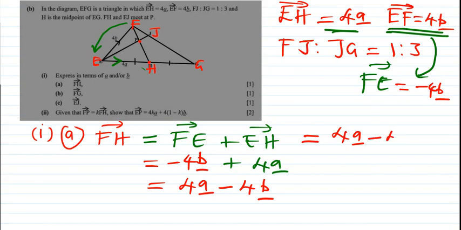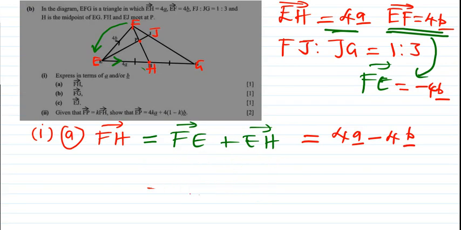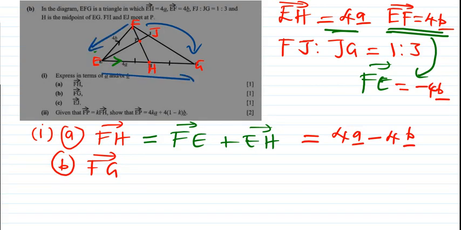Now the next part we have to look at is FG. How do we find FG? Let's see what that implies. FG implies we're moving from F all the way up to G. Again there's no direct way of getting there, so we have to go this way to E and then to G. Now the question is, do we know what EG is?